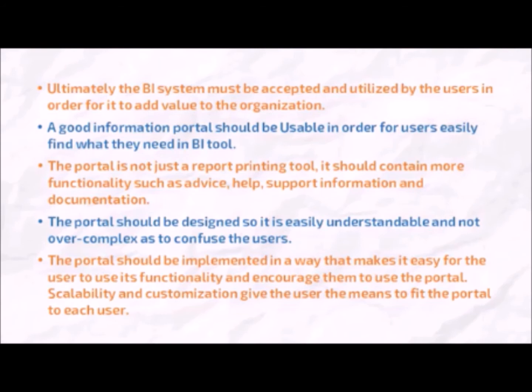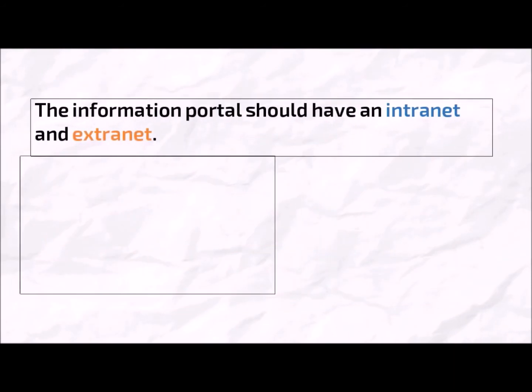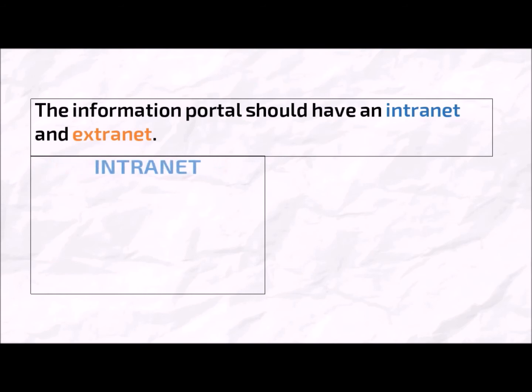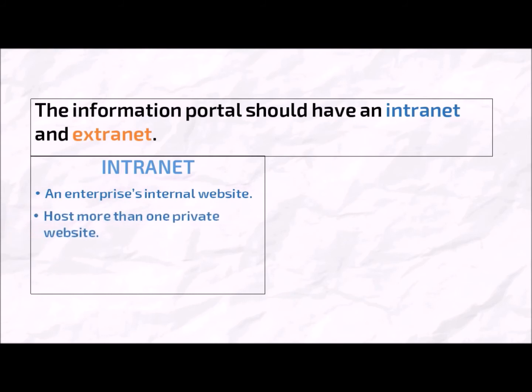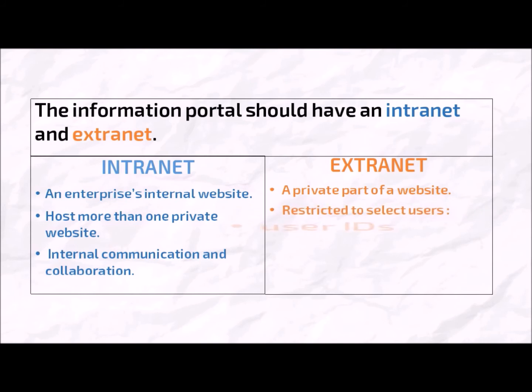Scalability and customization give the user the means to fit the portal to each user. The information portal should have an intranet and extranet. Intranet, which refers to an enterprise's internal website or partial IT infrastructure, may house more than one private website and is a critical component for internal communication and collaboration. An extranet is often a private part of a website. It is restricted to select users through user IDs, passwords, and other authentication mechanisms on a login page.